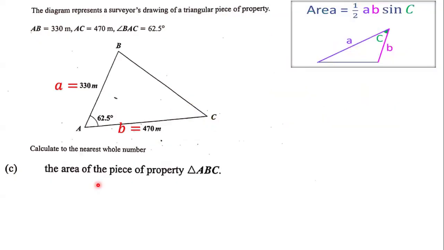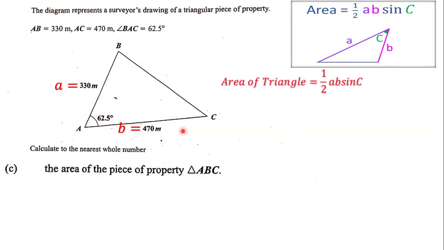Next, let's move on to figure out what is the area of the piece of property, triangle ABC. So we have this triangle ABC, and our goal is to determine the area of this triangle. In order to do that, we're going to use this formula. The formula says that area is equal to half ab times sine C, where a in this case is 330 meters, b is 470 meters, and C is equal to 62.5 degrees.